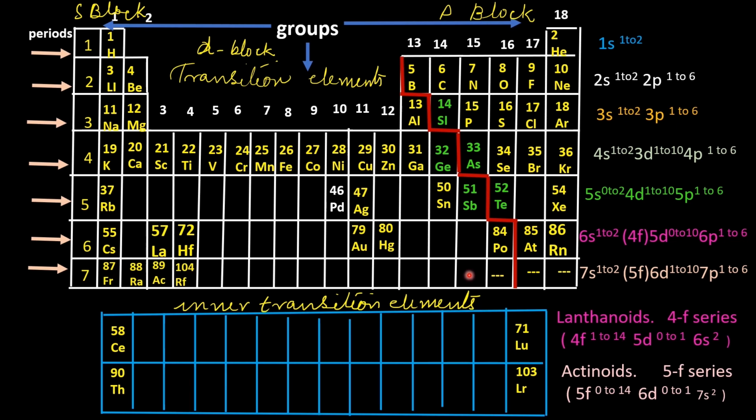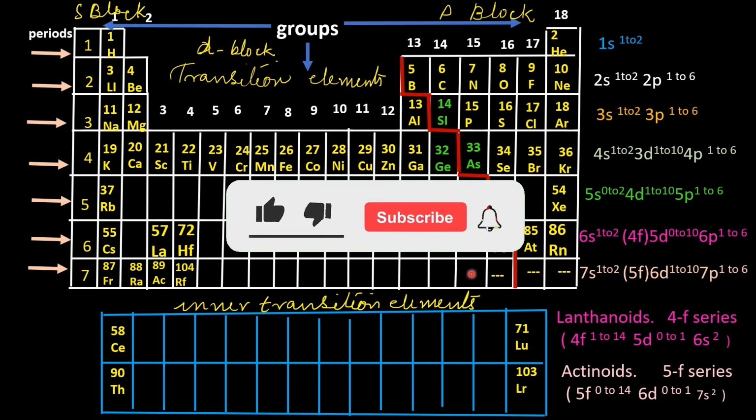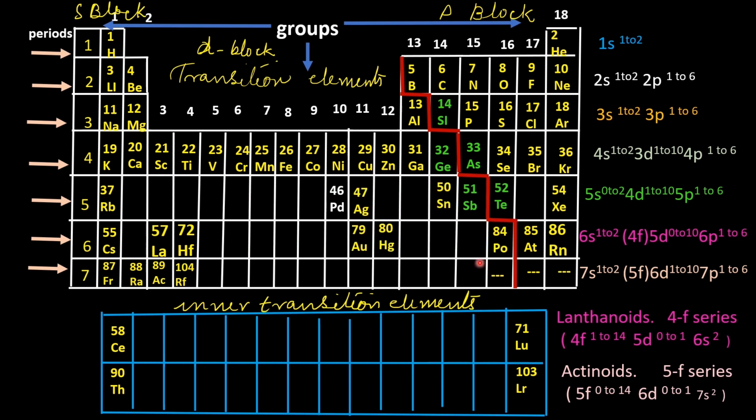I expect that now you are able to give the answer for a question that I asked in the beginning of the class. That is, what is the reason for periodicity of properties of elements? You have understood now that the electronic configuration is repeating at regular intervals. That is the reason why properties are also repeating at regular intervals. That is periodicity of properties.